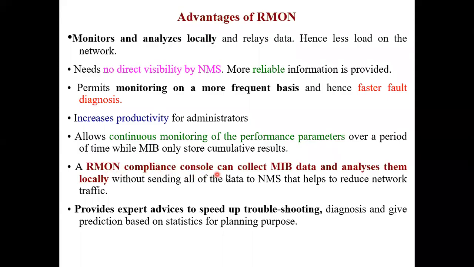Okay, so the RMON compliant console can collect MIB data and analyze it locally without sending all of the data to the NMS. It provides expert advice to speed up the troubleshooting. See, it is probing. You can see that this is happening. So they can provide advice that, I think, when traffic is coming from that particular network, there is a delay, there is a packet loss if the packets are routed through that network. So they can give some advice to solve our particular problem. So that helps in fault management, or if I want to plan my future network.